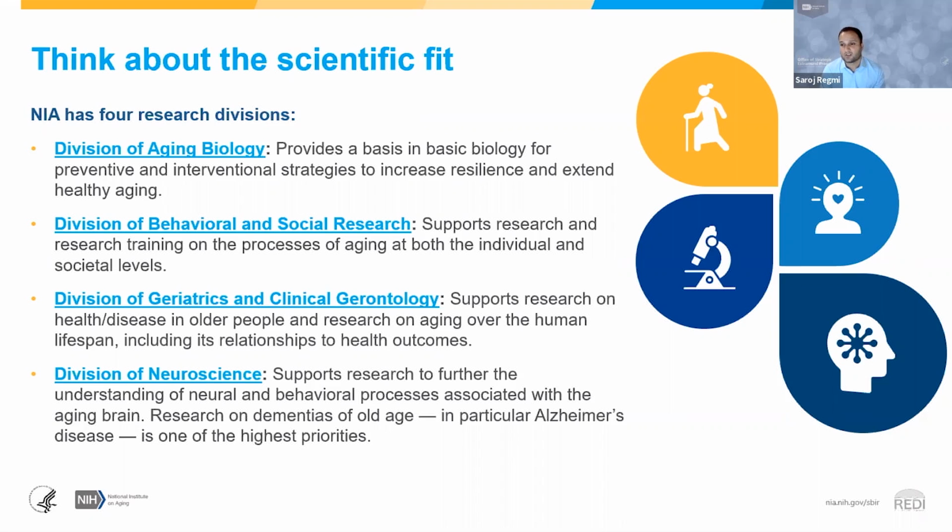There's also the Division of Behavioral and Social Research, which supports research as well as training on aging processes, both at the individual as well as societal levels. There's the Division of Geriatrics and Clinical Gerontology that supports research on health and diseases in older adults, and also looking at health outcomes with human lifespan. And there's the Division of Neuroscience that focuses on neural and behavioral processes associated with the aging brain, with a particular emphasis on Alzheimer's disease. Alzheimer's disease is one of the highest priorities of the National Institute on Aging.